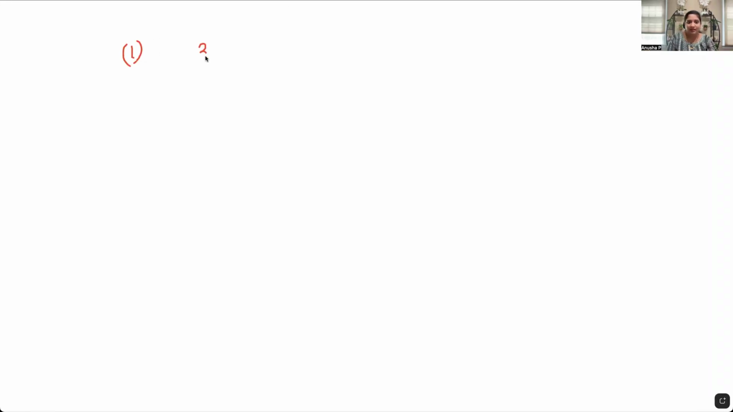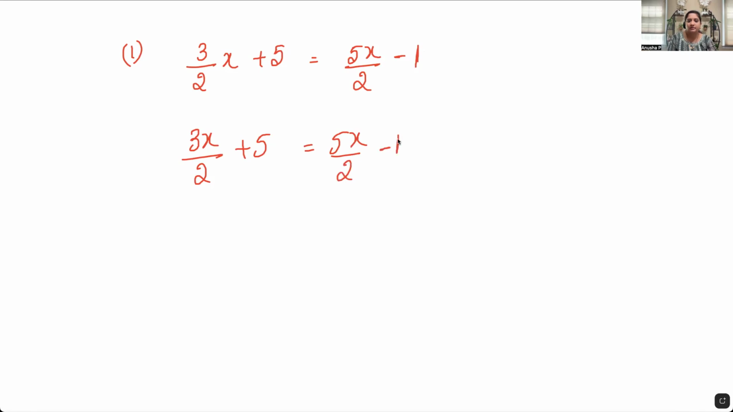First example: 3x over 2 plus 5 is equal to 5x over 2 minus 1. Here the least common denominator is 2. Multiply by 2 on both the sides.